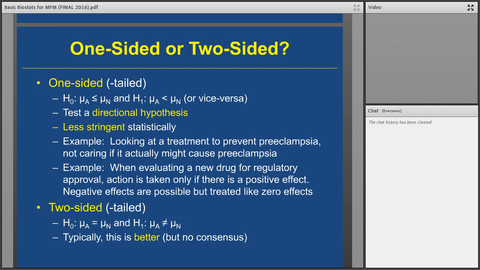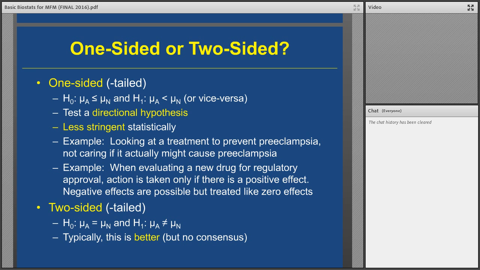A one-sided test or a one-tailed test would be testing a directional hypothesis, and statistically it's a little less stringent. So an example would be looking at a treatment to prevent preeclampsia. So looking at aspirin to prevent preeclampsia in high-risk individuals, and not really caring if it actually might cause preeclampsia. So just assuming that, hey, this probably isn't going to cause preeclampsia. You would technically be able to look at that as a one-sided test.